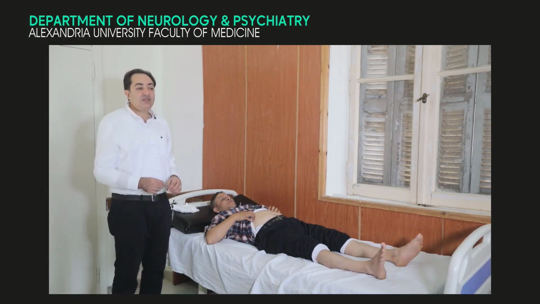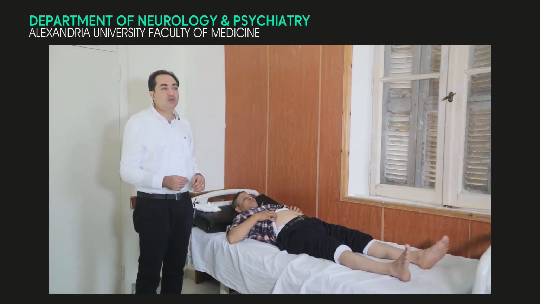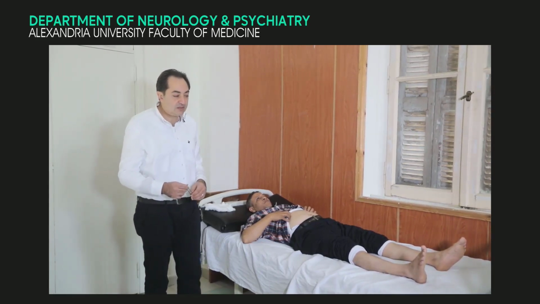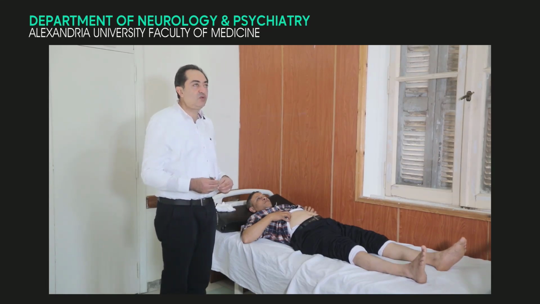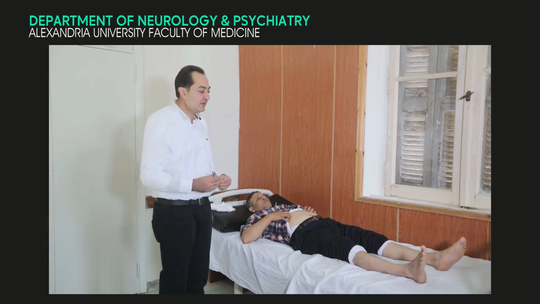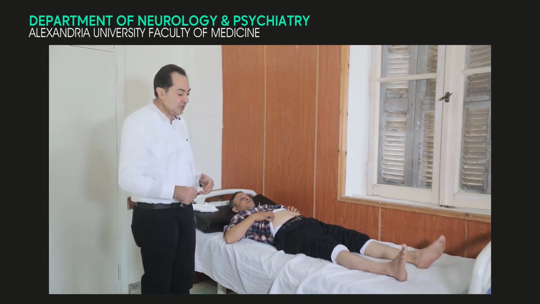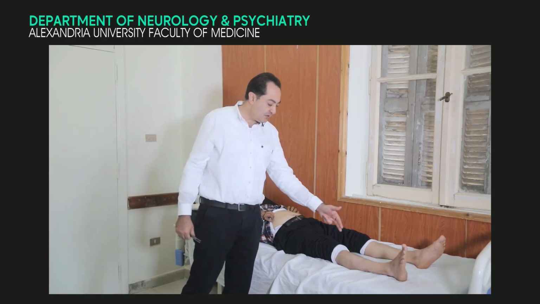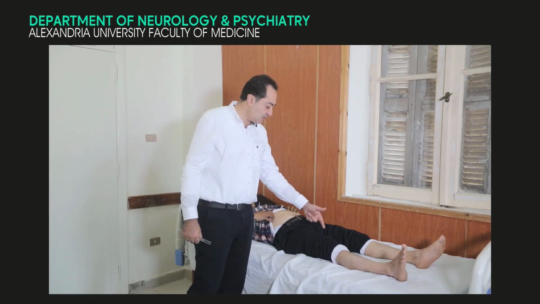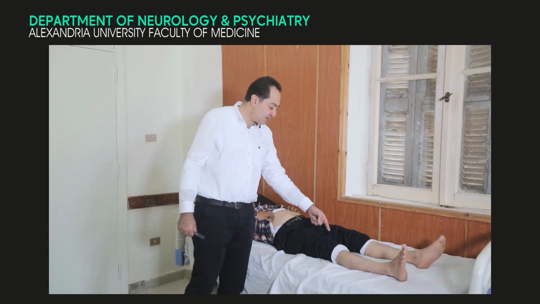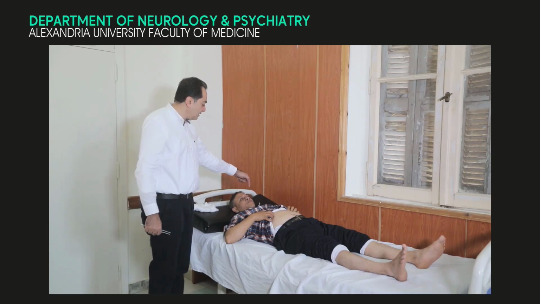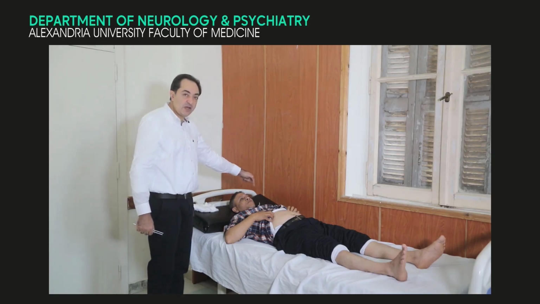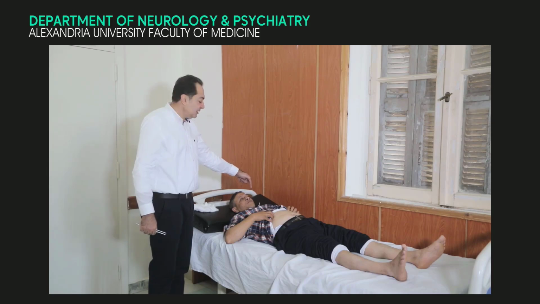Then after the deep sensation, we will examine the cortical sensations. The cortical sensation is simply what the cortex has more to feel than the peripheral sensation. Usually the sensation passes from the lower limb to the spinal cord and crosses to the other side, passing first to the thalamus as a first relay, then the cortex as the last relay.